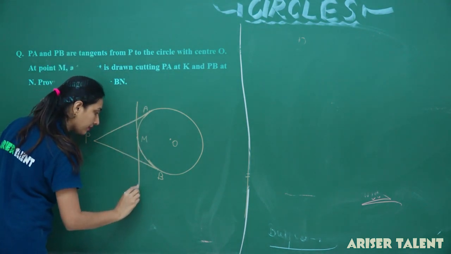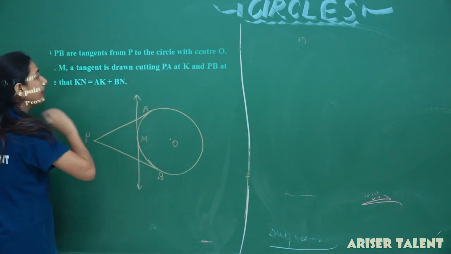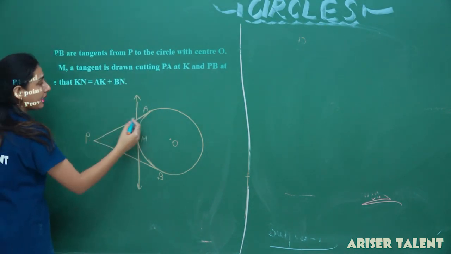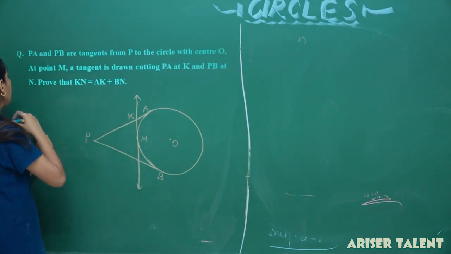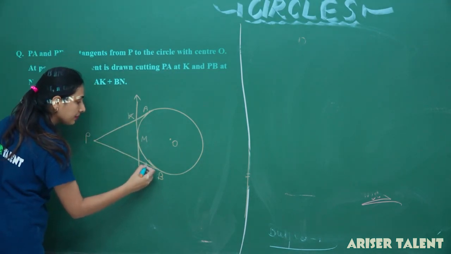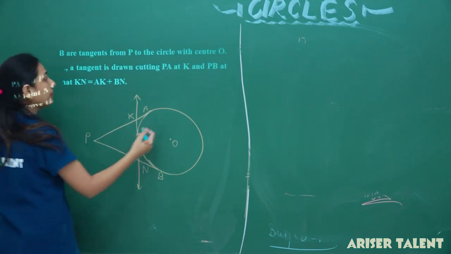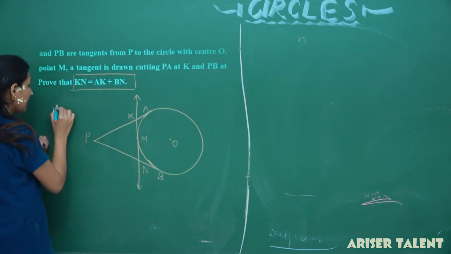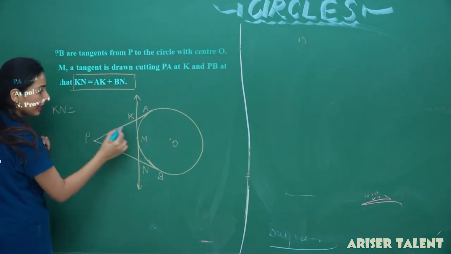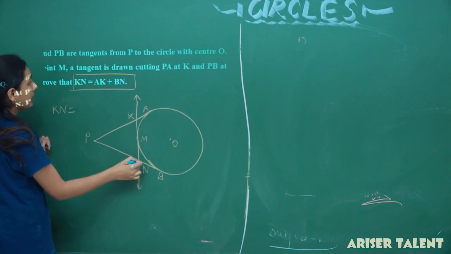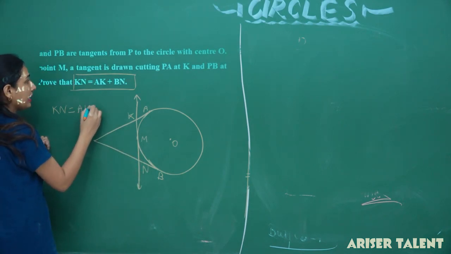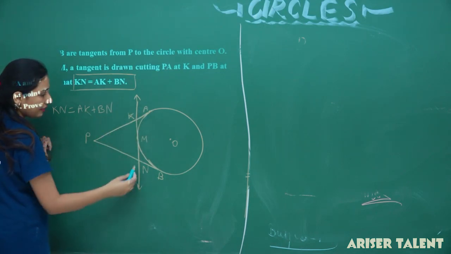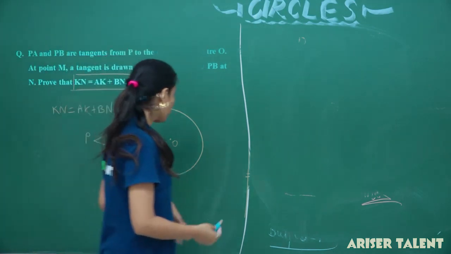This tangent I am having, and again, it cuts PA at K, and PB at N, right? Now prove that KN equals AK plus BN. Now what is KN? This K and this N. AK is this and BN is this. So you have to prove this.